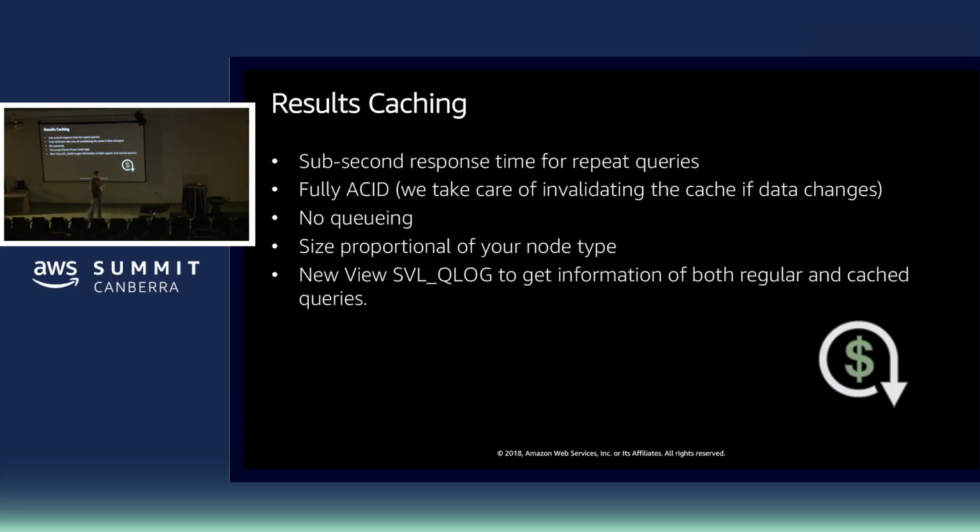So you don't have to worry about getting stale data to your customers. And we will provide you a cache size that is proportional to the node type. So if you choose a smaller node type, you get a smaller cache. If you choose a bigger node type, you get a bigger cache. We have given you a view that tells you whether the query was returned from a cached query or from a regular query, right?